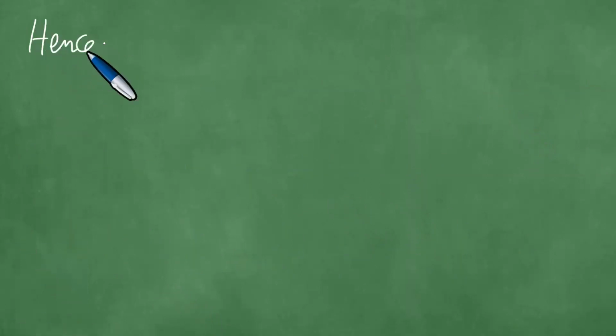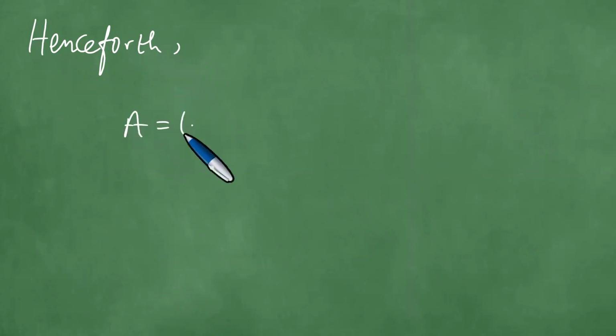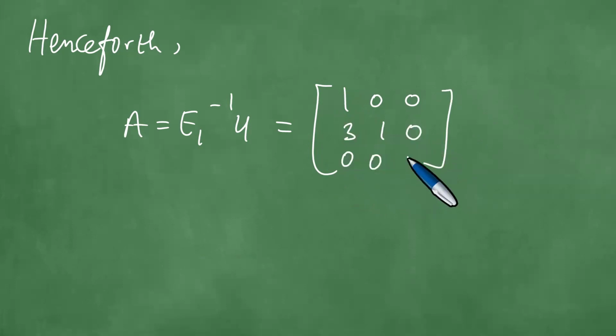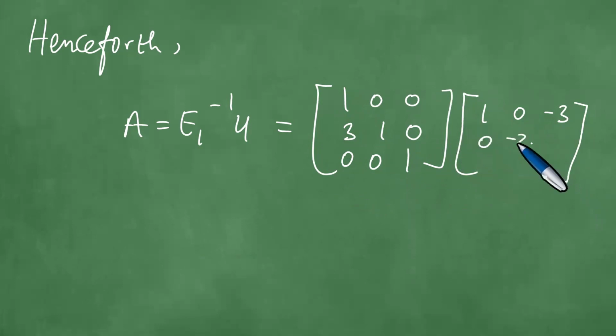Henceforth, the matrix A can be written as E1 inverse U, which is exactly the same as, and we know that E1 inverse is [1, 0, 0; 3, 1, 0; 0, 0, 1]. What is the upper triangular matrix? The upper triangular matrix is [1, 0, -3; 0, -2, 6; 0, 0, -2]. So with this, we say we've been able to write A as a product of an elementary matrix and an upper triangular matrix, and we have solved this problem step by step.